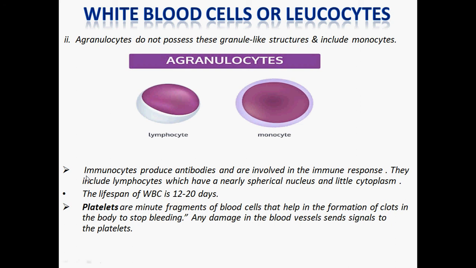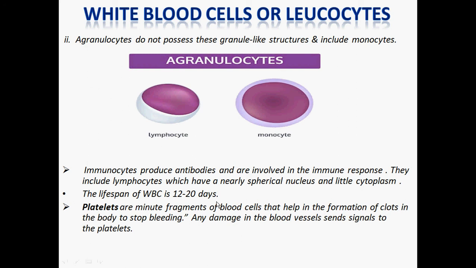Now the second type of WBC are the immunocytes, which produce antibodies and are involved in the immune response. The immune response is totally dependent on the number of antibodies any cell produces, and they include the lymphocytes, as I told you, which have a nearly spherical nucleus and a little cytoplasm. And the lifespan of WBC is considered to be 12 to 20 days. It depends on person to person.